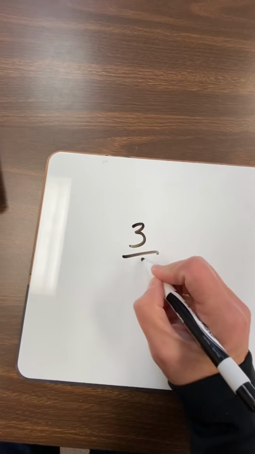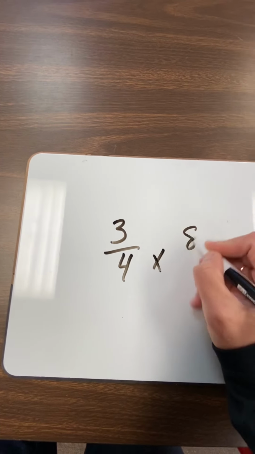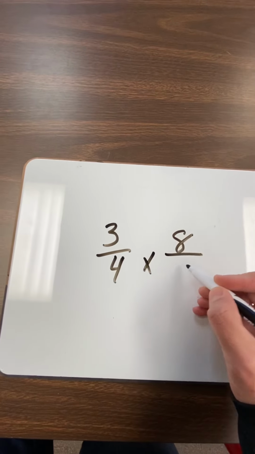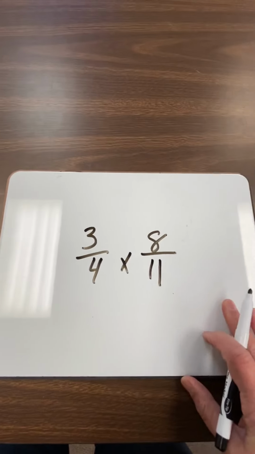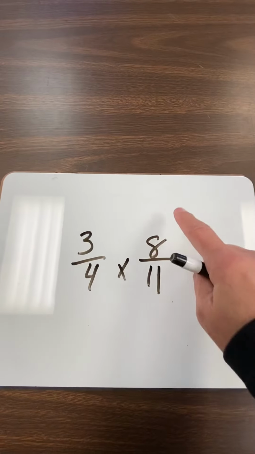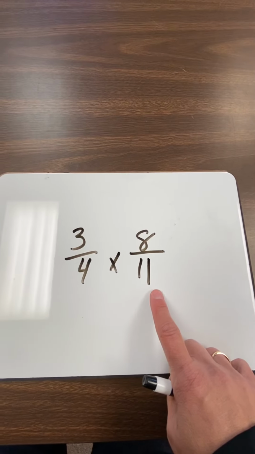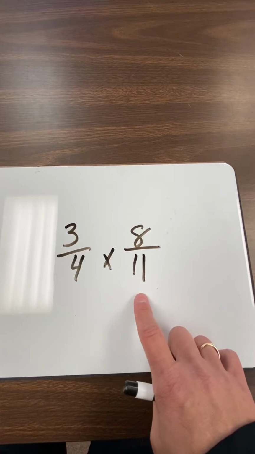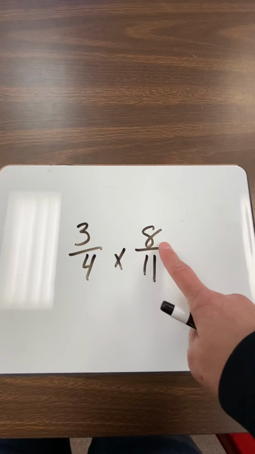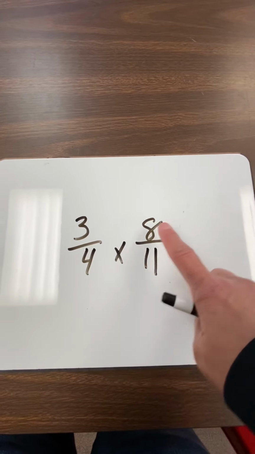Okay, let's look at another one. Now we have 3/4 multiplied by 8/11. Well, can 3 go into 11? 3 is not a factor of 11, is it? Can 4 go into 8? 4 is a factor of 8.